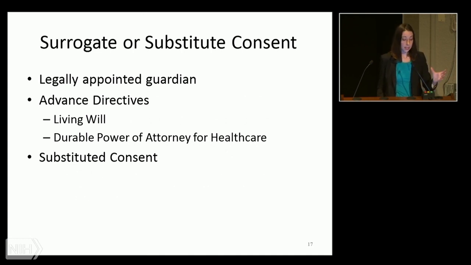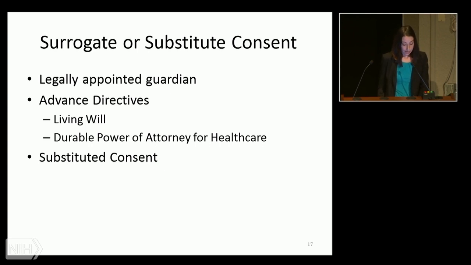So now let's get into the types of surrogate or substitute consents. There's 3 types with some subdivisions, as you can see on this slide. The first one we'll talk about are legally appointed guardians. Then we can talk about advanced directives, and there's generally 2 types: living wills or durable power of attorney for healthcare. And the third type we'll talk about is substituted consent.